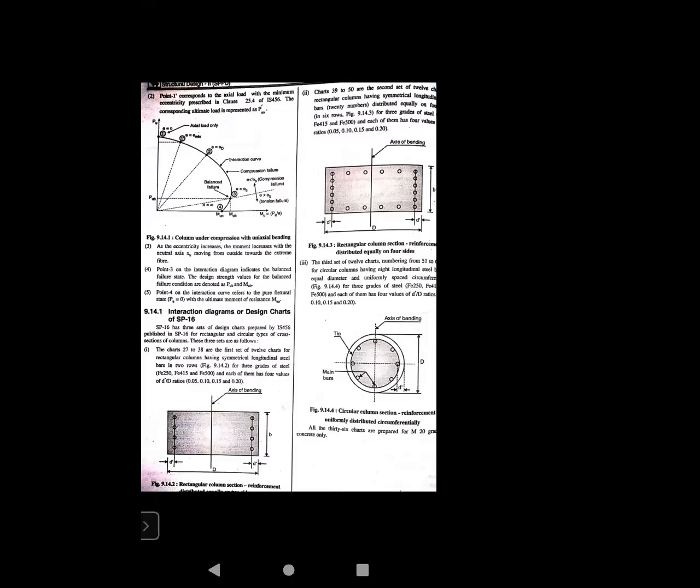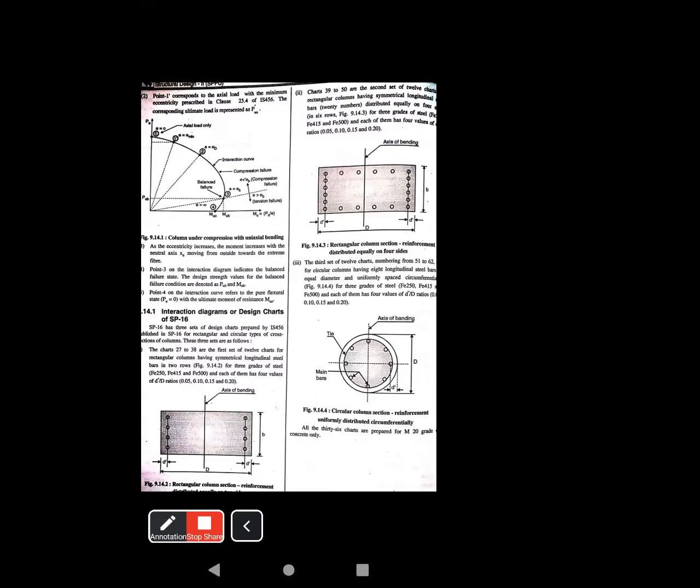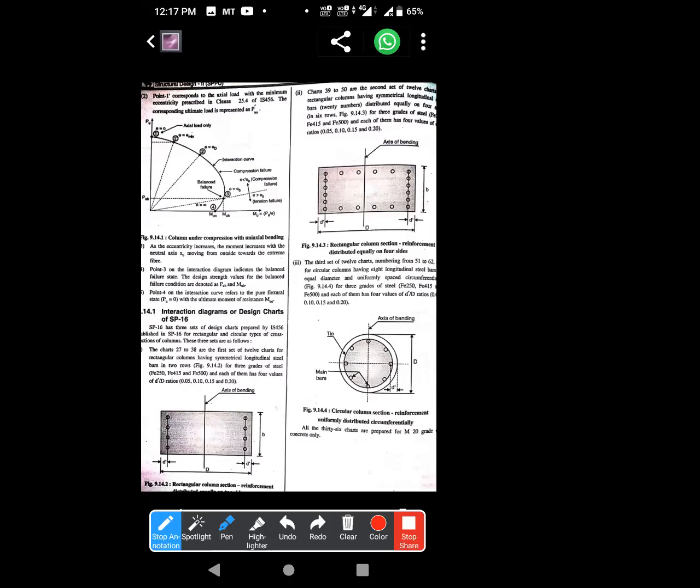See here in chart number 1, it is given that there are two rows, having 4 sets of bars in the two rows. There are three grades of steel used: Fe250, Fe415, and Fe500, and each of them has four values of d dash upon d. This chart is made for four values of d dash upon d: 0.05, 0.10, 0.15 and 0.20.